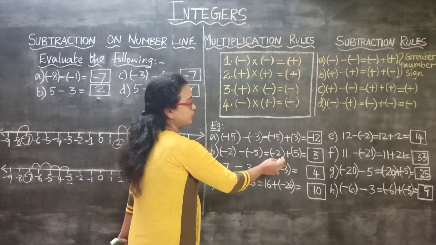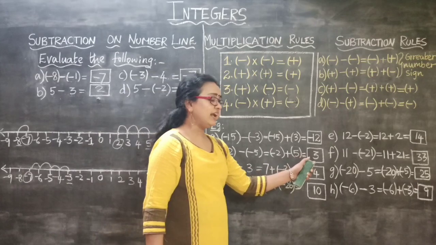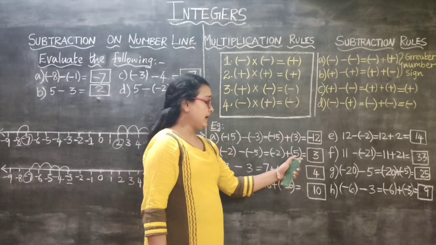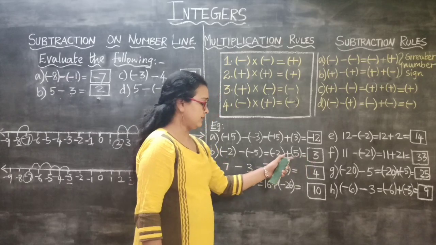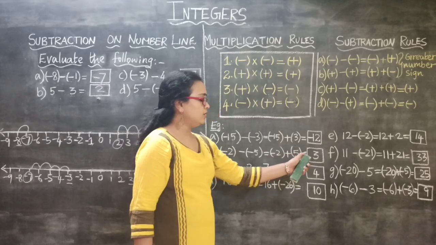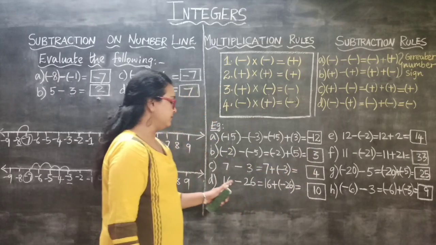So when there are two different integers, what we have to do? Subtraction. So when I do subtraction, it is 3. After doing this, we have to check which is the greater number. So 5 is my greater number, so the answer will be with a positive sign. So plus 3 it is.